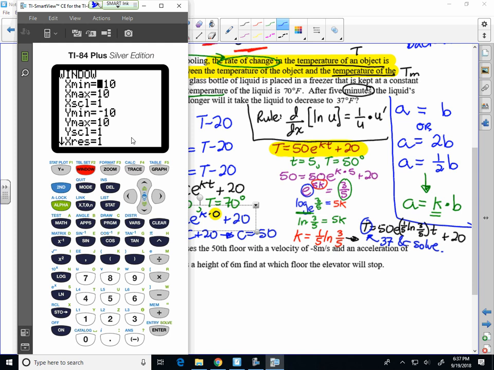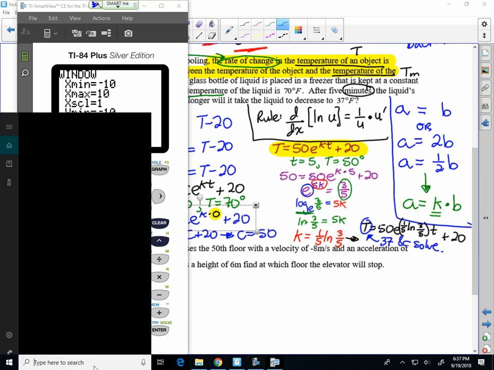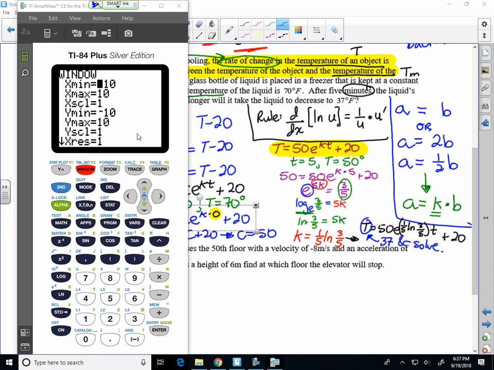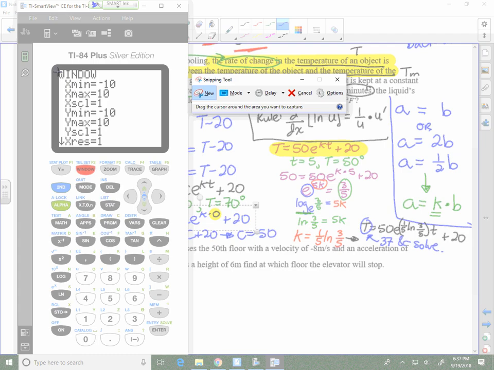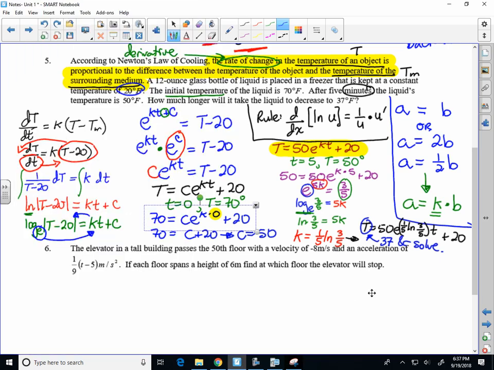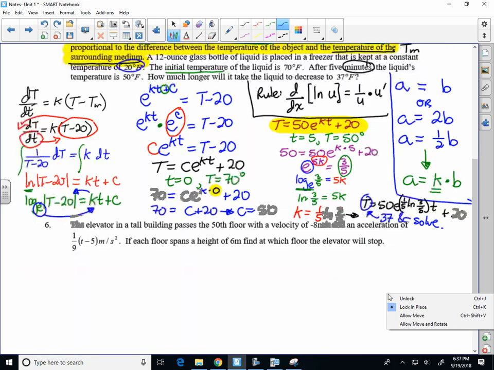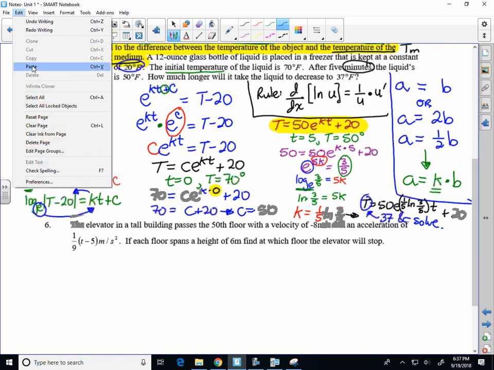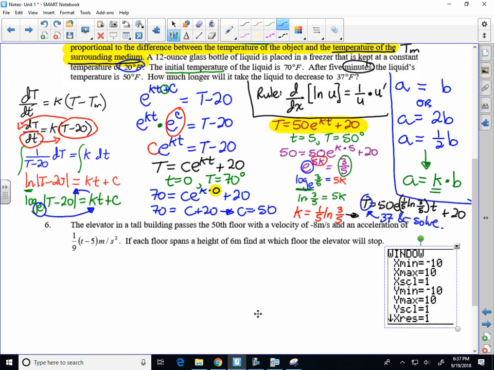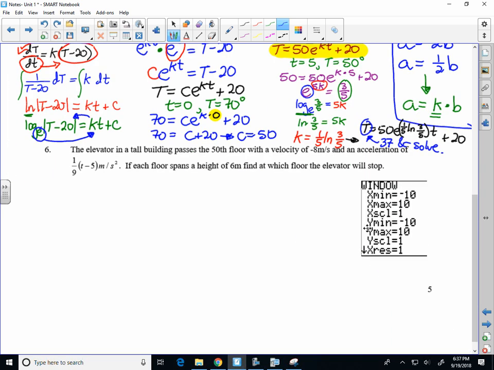All right, so let me snip this. And mark it up a little bit. I'll just pop it in here because we'll need it for the next problem too. All right, so we don't want -10 and 10. X min, X max is your domain.